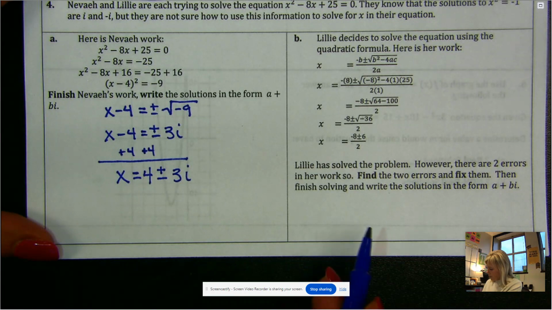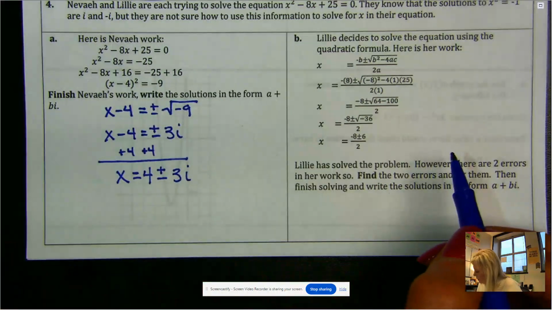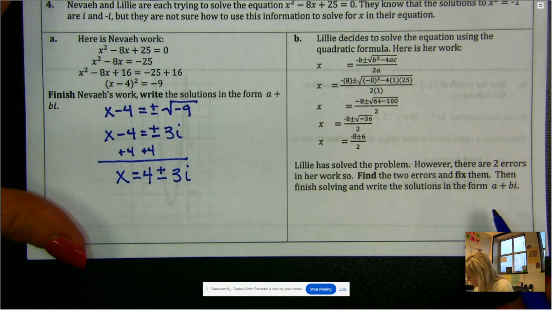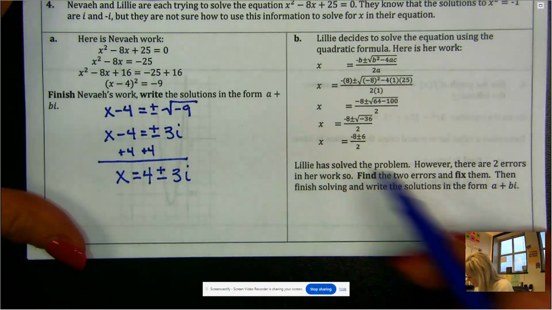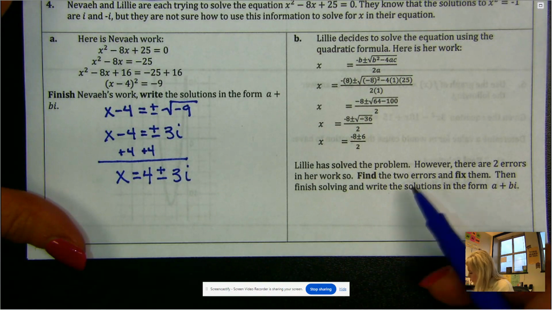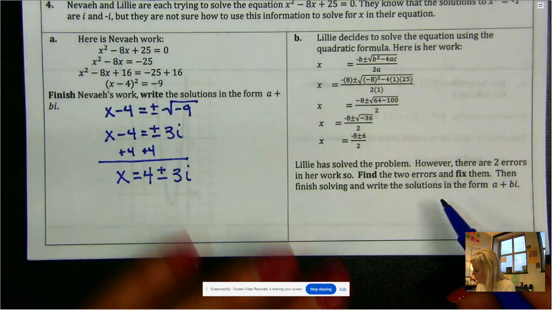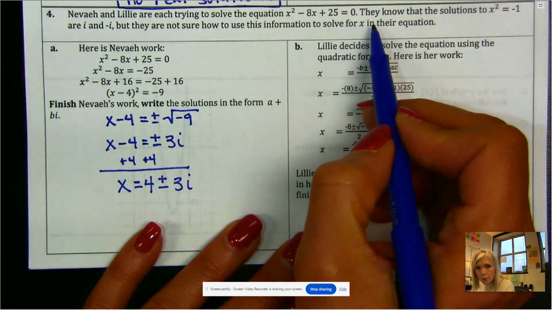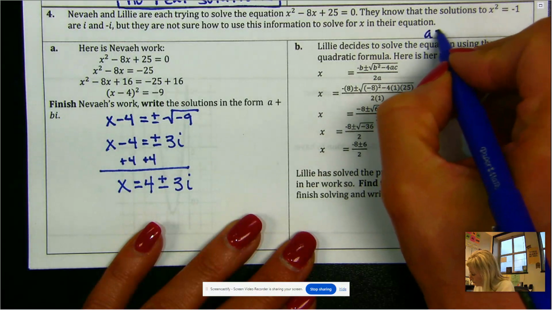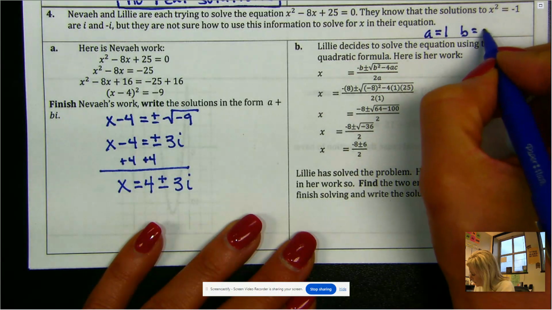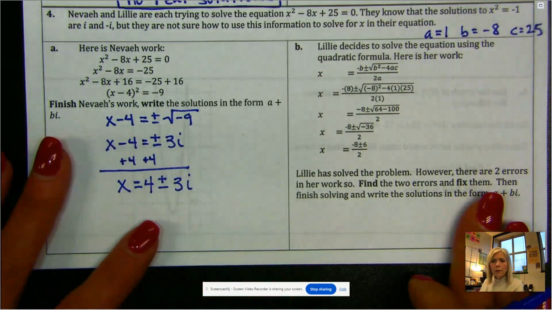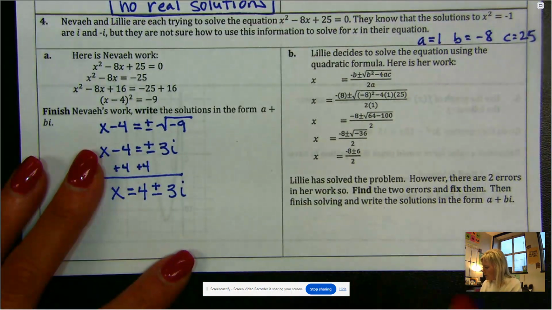Now over here, let's see here. So this is Lily's work, and Lily has some errors in her work. So let's look at this initially. So here's our equation. It's already set equal to 0. So I know a is equal to 1, b is negative 8, and c is 25. Okay? So I'm just going to double check at first.